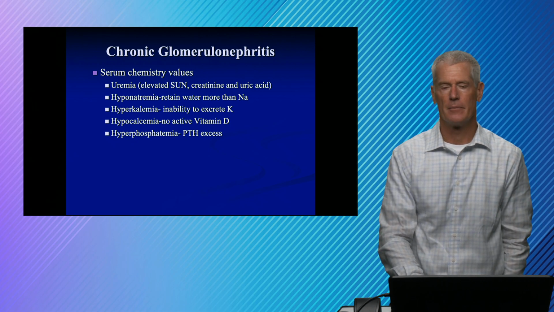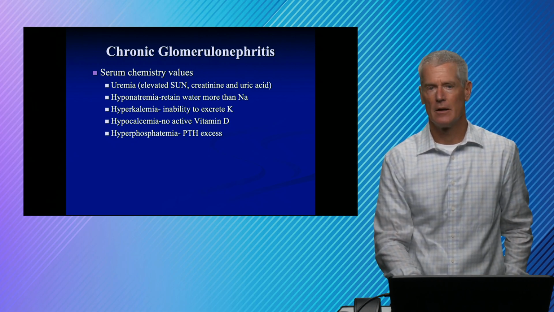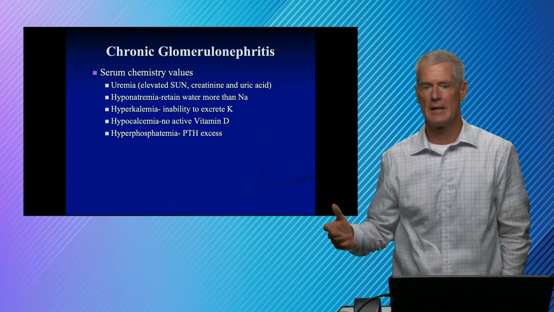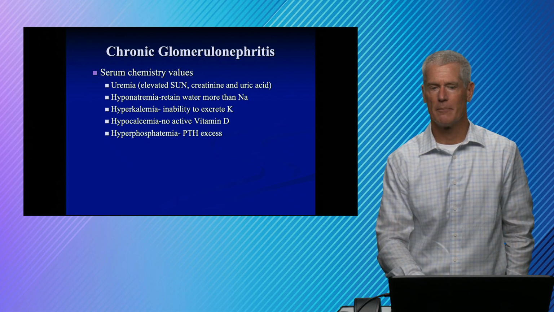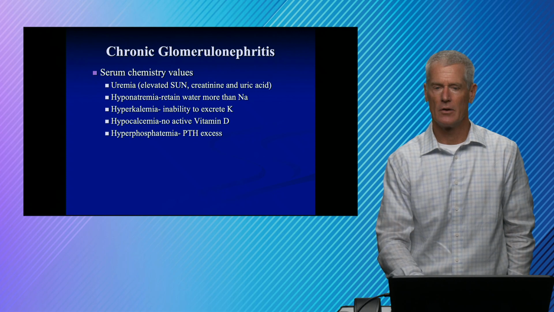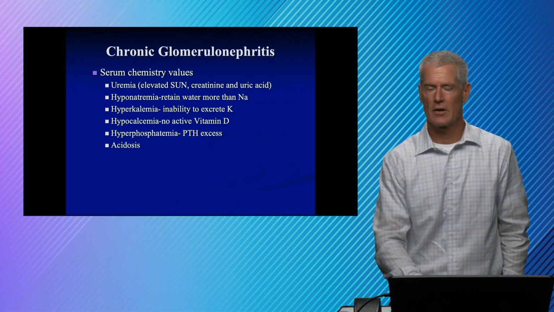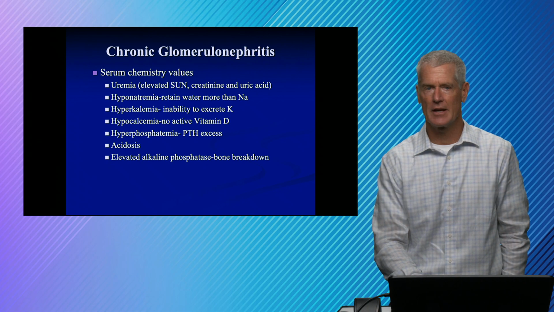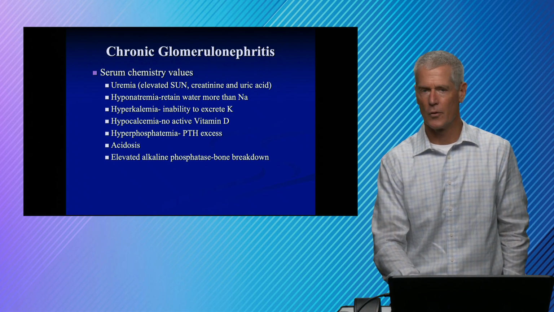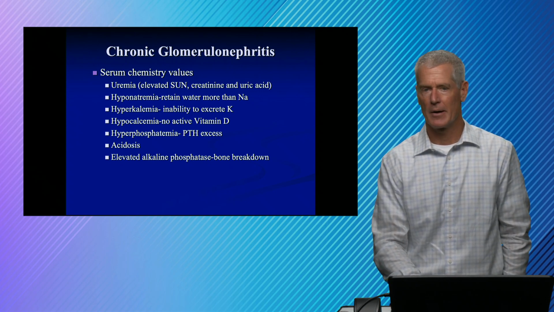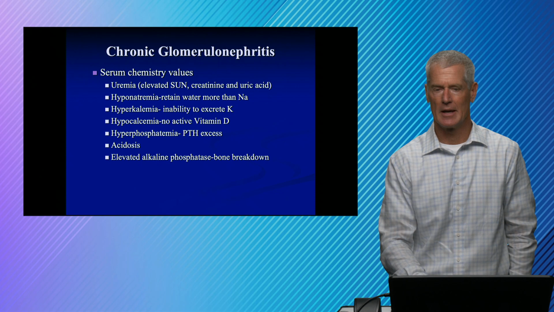Hyperphosphatemia, because of the hypocalcemia, your parathyroid gland senses low calcium, increases PTH, which is going to break down bones, and you're going to try to increase the calcium, and along with that you get an increase of phosphate. Acidosis is common because of the inability to excrete both organic and inorganic acids. Elevated alkaline phosphatase, and in particular that would be the bone form of alkaline phosphatase, again related to the hyperparathyroidism due to the hypocalcemia and lack of vitamin D.